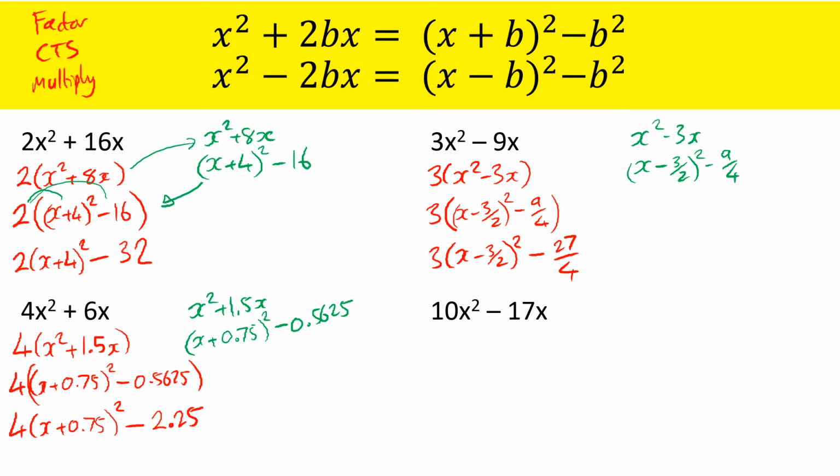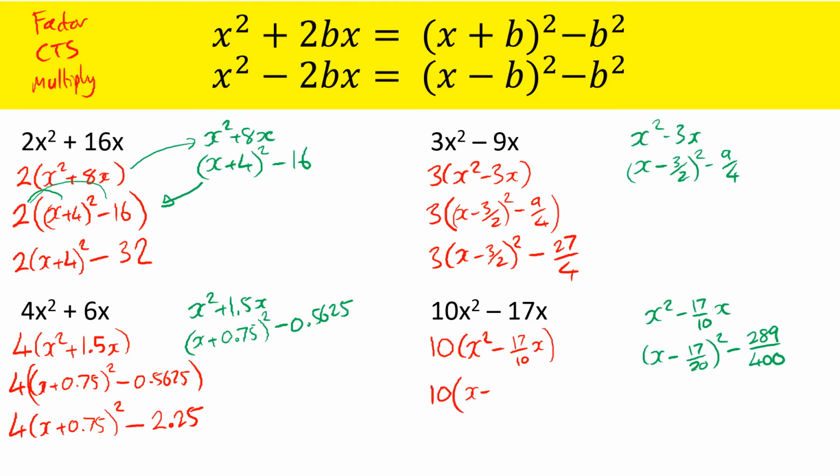Okay, and then one last one. Let's do fractions this time. Take out a factor, 10 this time. We're always trying to make it 1x squared, because that's the only thing that we've actually got a completing the square rule for. Let's complete the square with this. So half of that would be 17 over 20, and then take away. Okay, and then let's substitute that back in. And then let's expand it.